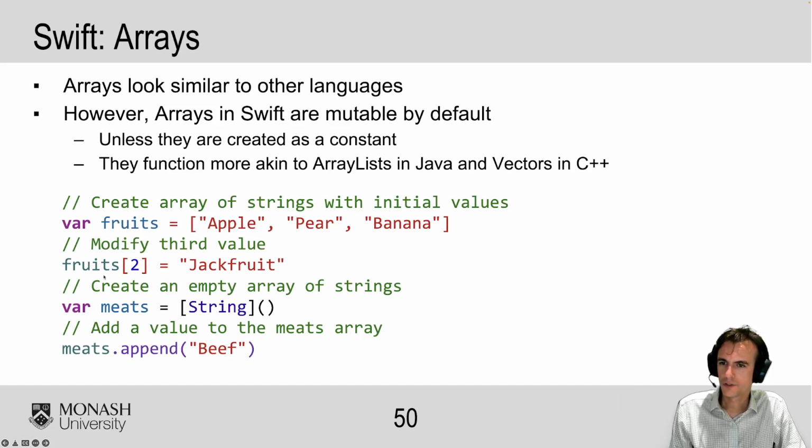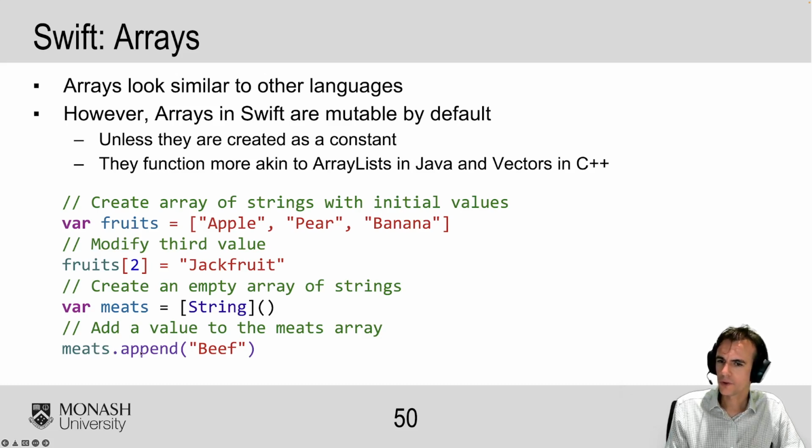We can use this notation to access a value in an array, but also to change a value in an array. So you can modify the third value here and change it to jackfruit. If you need an empty array, you can specify the type, which in this case is just a string in square brackets. That's the type name. And then we can initialize an empty array of strings by just calling the empty constructor for this, which in Swift is called an initializer.